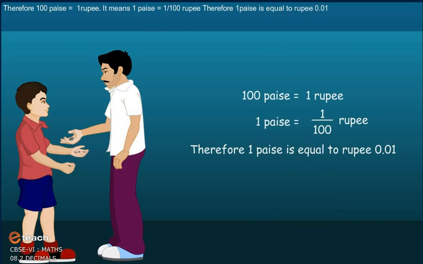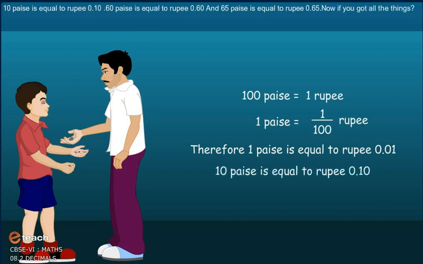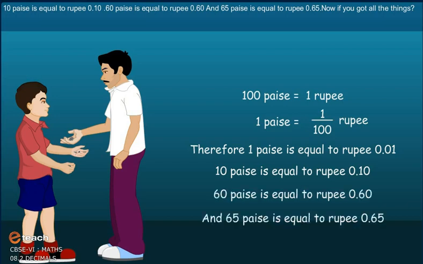Therefore, 1 paise is equal to rupee 0.01. 10 paise is equal to rupee 0.10. 60 paise is equal to rupee 0.60. And 65 paise is equal to rupee 0.65.